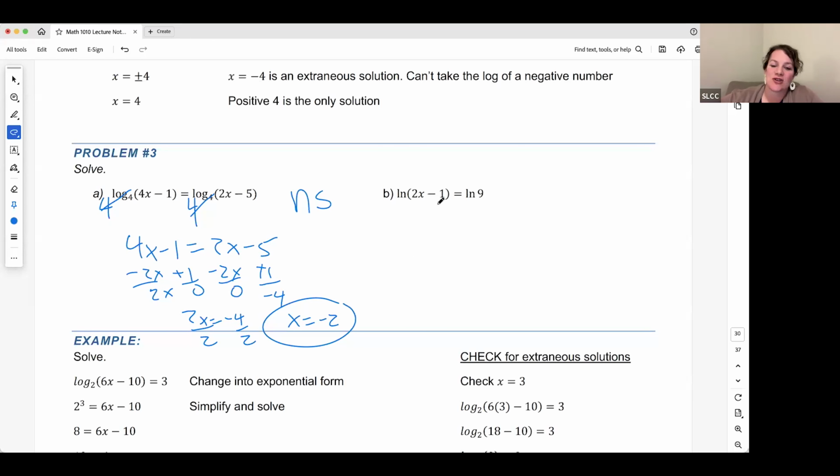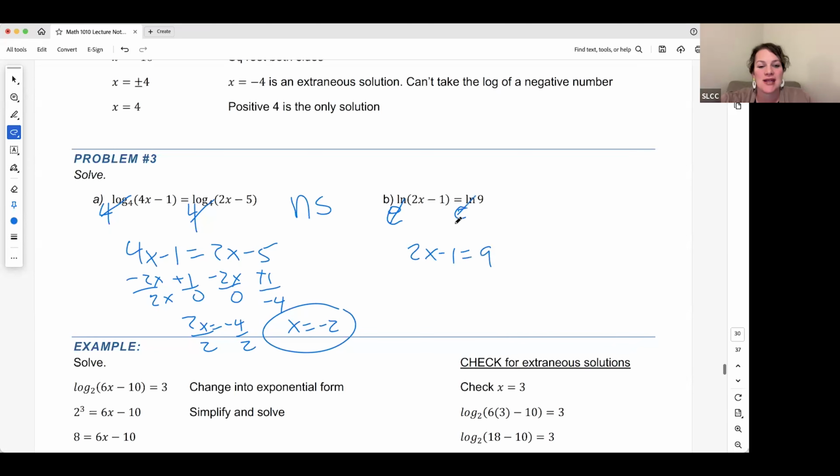All right, let's look at B. Okay, so natural log, natural log. I can just raise both sides to the base of e, and I'm set. Undo, raise both sides to the base of e. E to the natural log will undo each other on both sides, so 2x minus 1 equals 9.